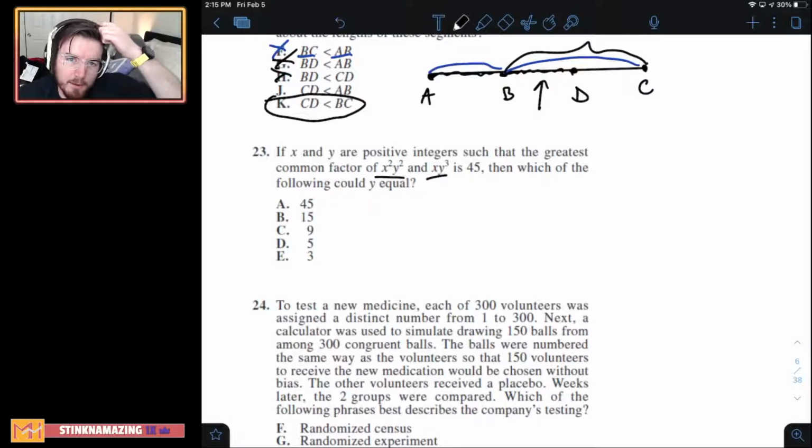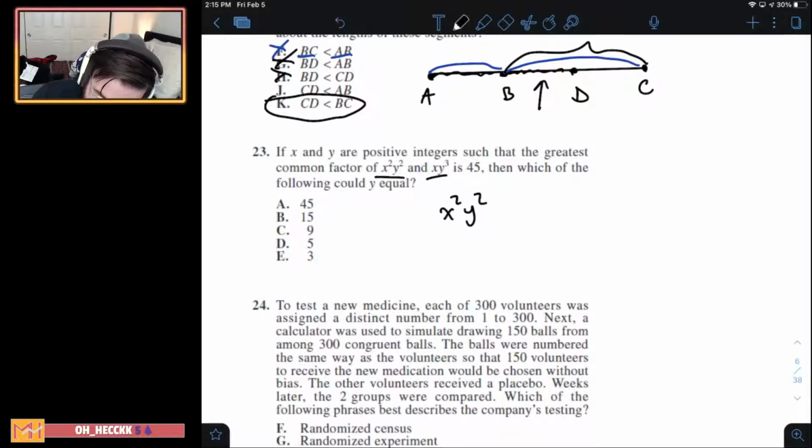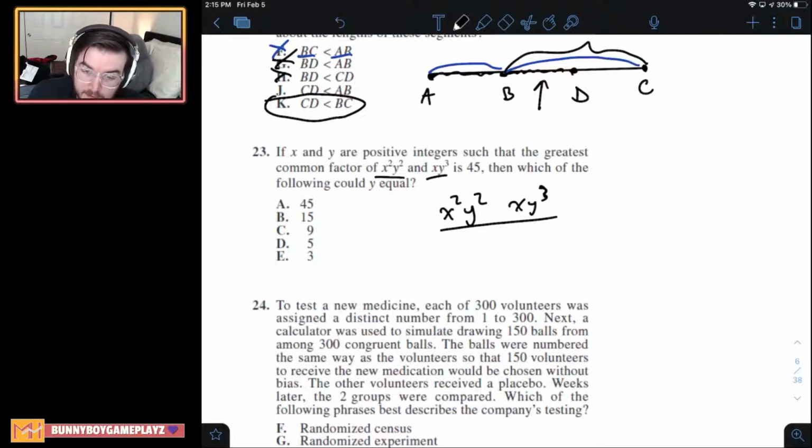So instead of thinking about random numbers, I want you to compare these two. What is the GCF of these two terms? The GCF is x y squared. They both share an x, and they both share two y's, right? Does that make sense to you? So somehow this has to be 45, right?